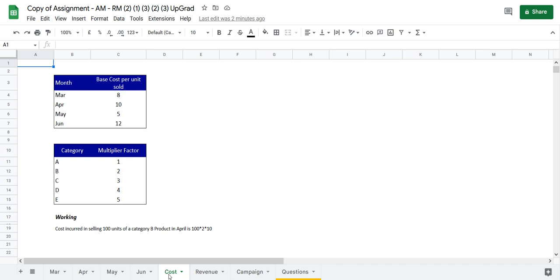For finding out the cost for a particular month we have to use these two tables. If the month is March, then the base cost per unit sold will be 8. Similarly for April it will be 10, May 5, and June 12. But based on category we have to use a multiplier factor as well. If the category is A, the multiplier factor will be 1. If category is B, the multiplier factor will be 2. Similarly C 3, D 4, and E 5.